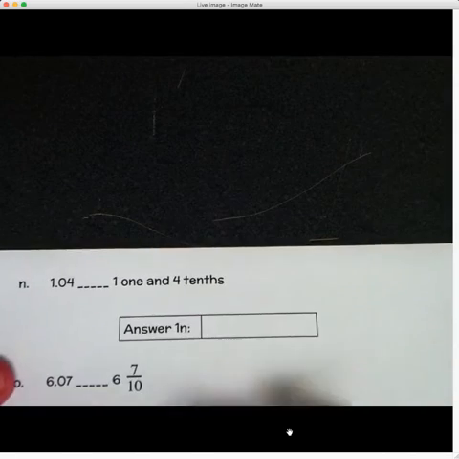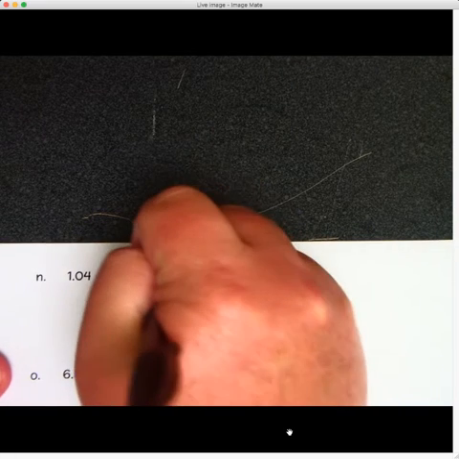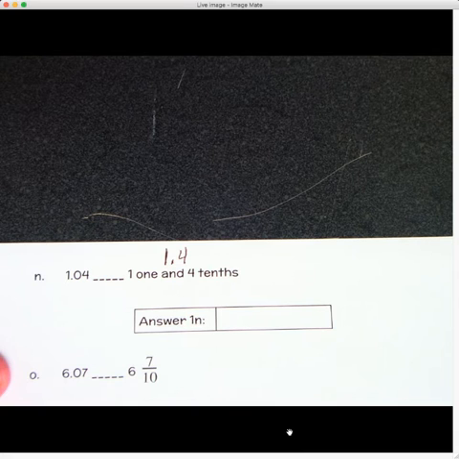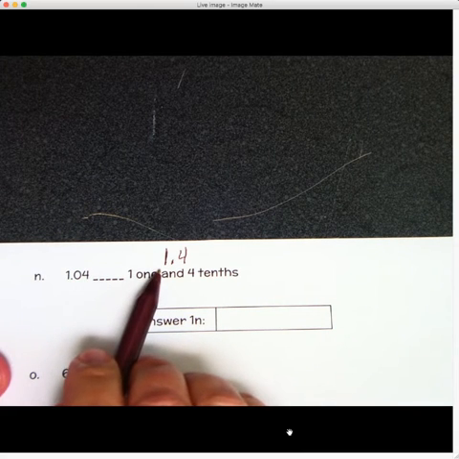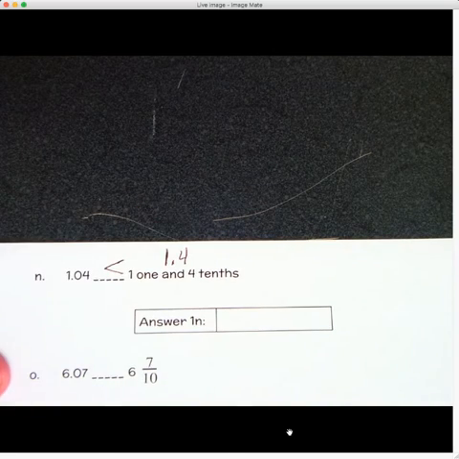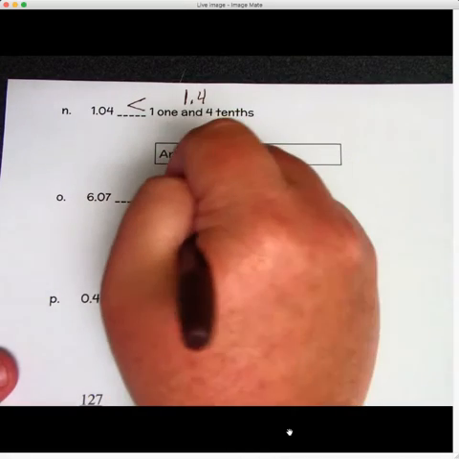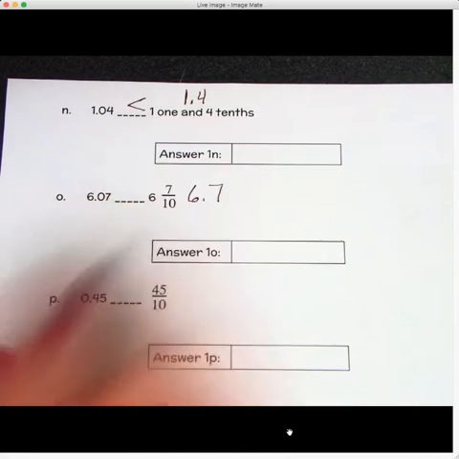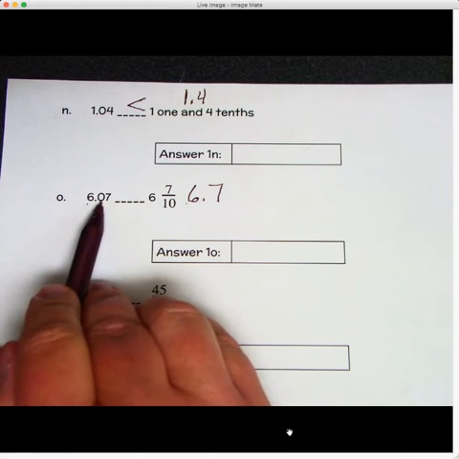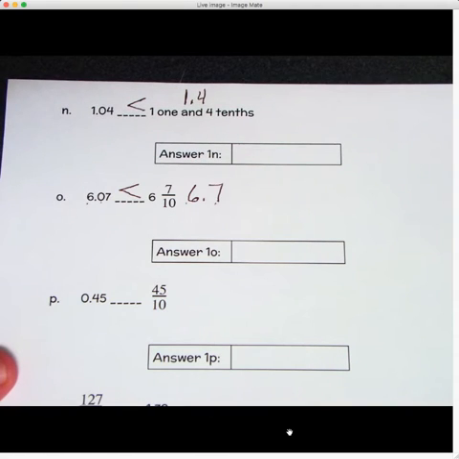Next one. 1 and 4 hundredths or 1 and 4 tenths. Let's write it out. 1 and 4 tenths. Well, 1 in the ones place, 1 in the ones place, 0 in the tenths place, 4 in the tenths place. 4 is bigger than 0. 6 and 7 hundredths or 6 and 7 tenths. 6 and 7 tenths looks like this. 6 in the ones place, 6 in the ones place, 0 in the tenths place, 7 in the tenths place. 7 is bigger than 0.